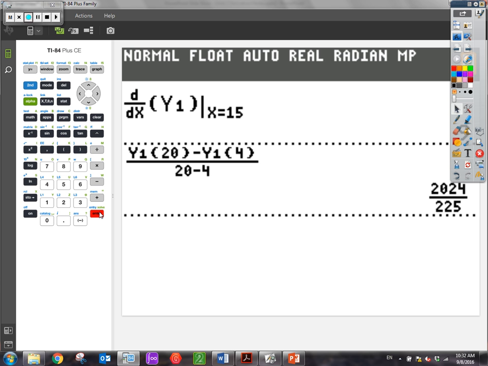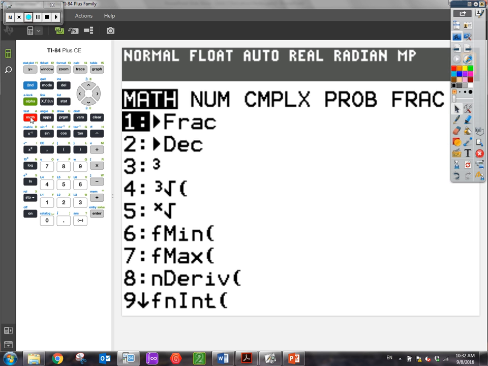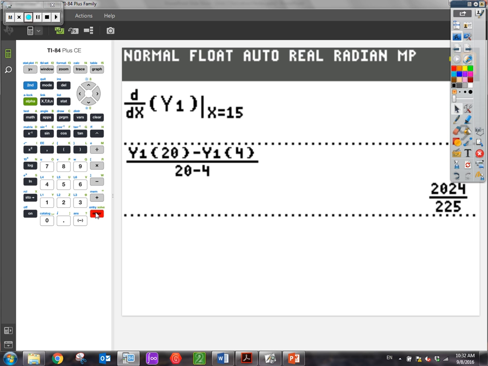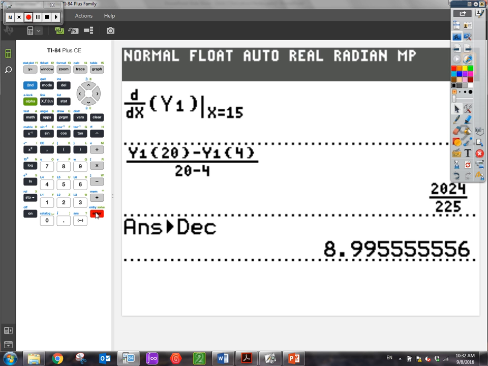Maybe we want it in decimal form, so I'm going to remind you how to do that. You probably already know. If we have a decimal and want to turn it to a fraction, or have a fraction and want to turn it into a decimal, we go to math and see number 1 says to fraction, number 2 says to decimal. We want to turn it into a decimal, and that would be the decimal form. So you can go back and forth to determine what form you want it written in.